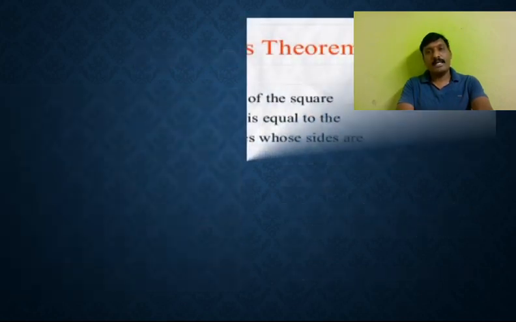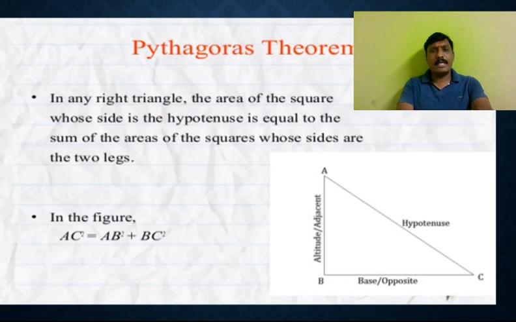Okay, now let us see the relation. With the names of the sides, the square of the hypotenuse is AC square and the squares of the other two sides are AB square plus BC square. So we can say that the square of the hypotenuse is equal to the sum of the squares of the other two sides, that is AC square is equal to AB square plus BC square.